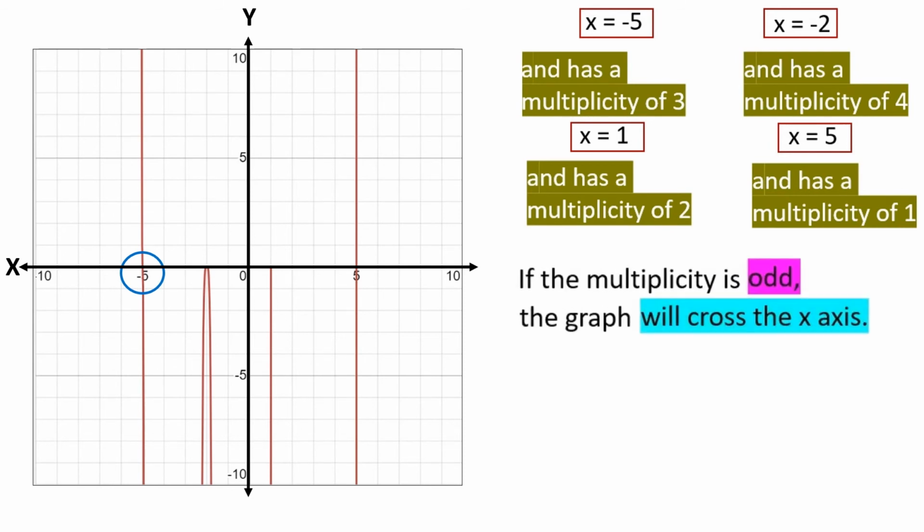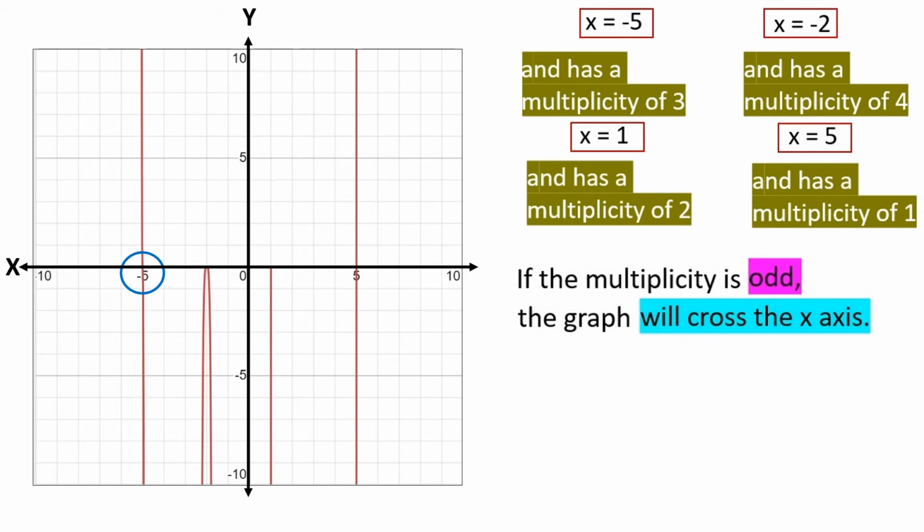Ano yung sabi ko kanina? If the multiplicity is an odd number, the graph will cross the x-axis. Itong red line na ito, yan yung kanyang graph. Now, 3 is an odd number. So, ibig sabihin, yung graph, lalagpas yan, dadaanan niya yung x-axis kasi ang multiplicity niya ay odd number.